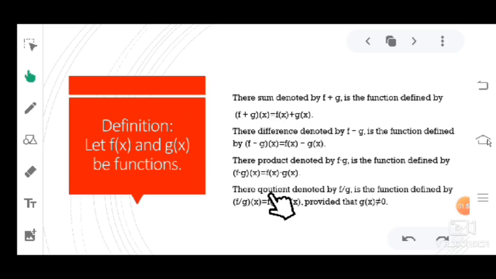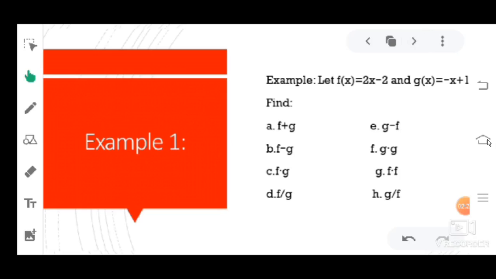quotient or the division. Their quotient denoted by f divided by g, or f over g, is the function defined by f over g of x, and it is just equal to f of x over g of x, provided that this g of x should not be equal to 0, because if this g of x is 0, then this is undefined.